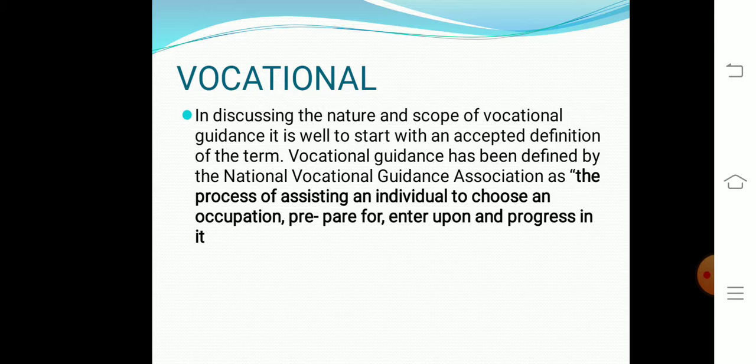Vocational. In discussing the nature and scope of vocational guidance, it is well to start with an accepted definition of the term. Vocational guidance has been defined by the National Vocational Guidance Association as the process of assisting an individual to choose an occupation, prepare for, enter upon, and progress in it.